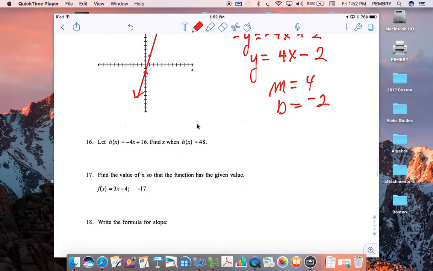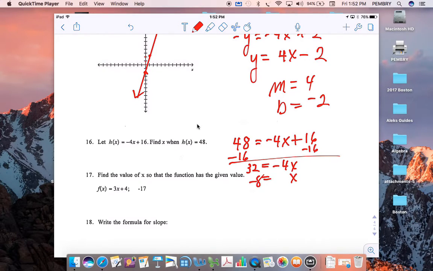16 and 17 were tricky. They were both asking the same thing. It wants you to find x, so do not put 48 in place of x. Put 48 in place of the function, and you are looking for the x. Here we'll subtract 16 from both sides, so negative 4x equals 32, and x equals negative 8.